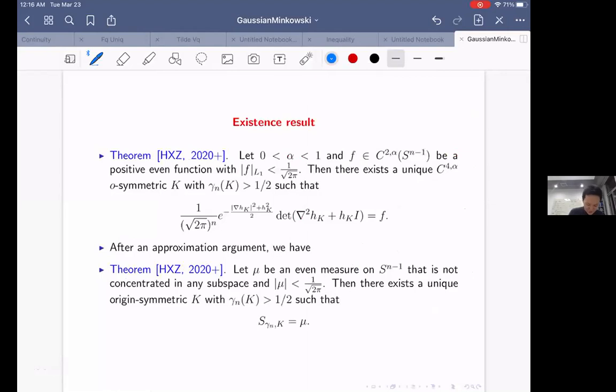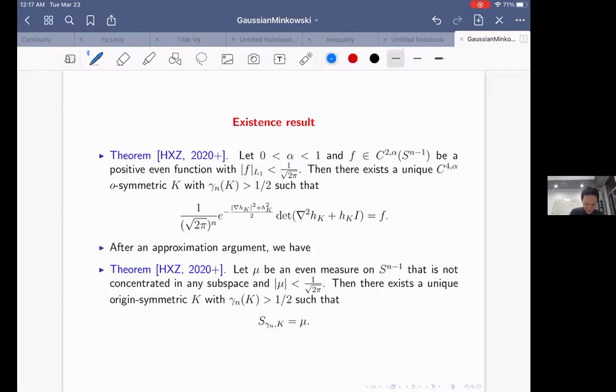Our result reads like this. If f belongs to C^{2,alpha} and is even, and its total mass is smaller than 1 over square root of 2 pi, this condition is to ensure that our final solution will satisfy gamma n of K larger than 1 over 2. Under this assumption, we will find a unique C^{4,alpha} convex body such that the equation holds.